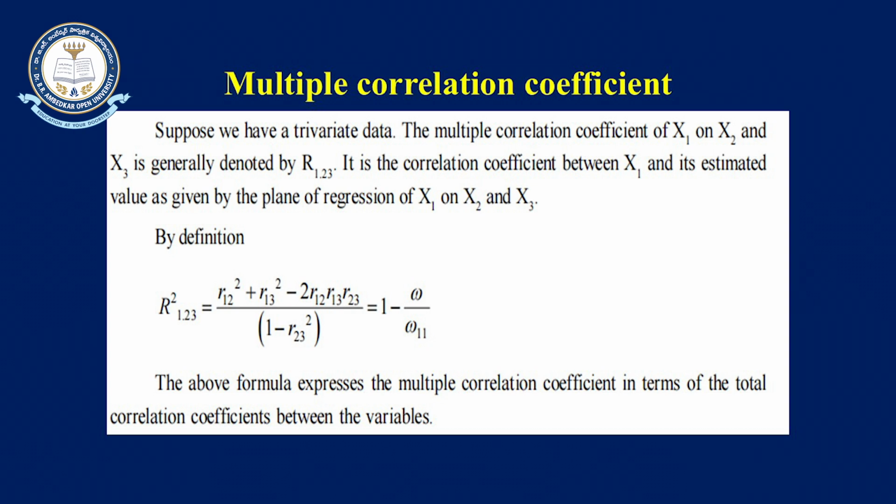So, it is equal to 1 minus omega by omega 11. So, the above formula will be expressed as the multiple correlation coefficient in terms of the total correlation coefficients between the variables. This is the overall idea about it.